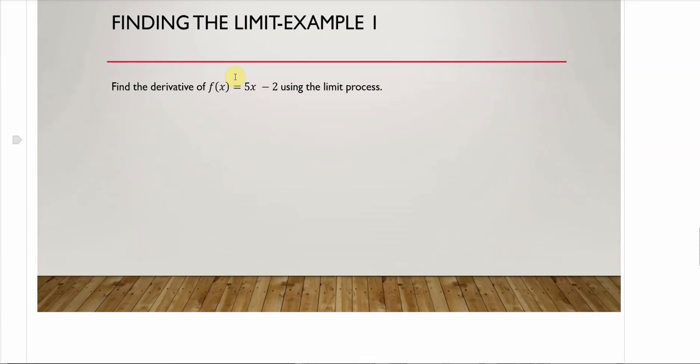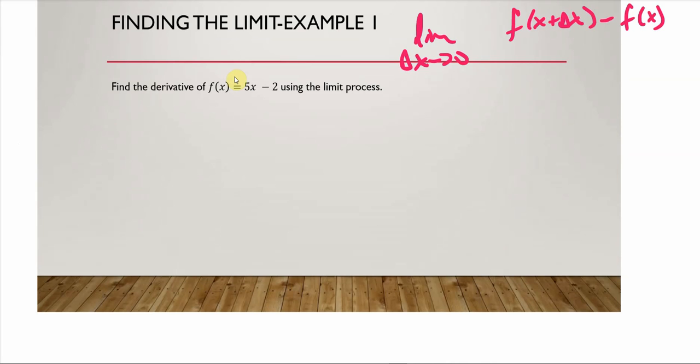So let's go ahead and look at an example using the limit process. All right, so let me write the formula down here. The limit as delta x approaches 0 of f of x plus delta x minus f of x all over delta x. All right, now some students are going to have trouble. They're going to look at this and they're going to say, sir, what is f of x plus delta x? Well, let me go ahead and make some space here.